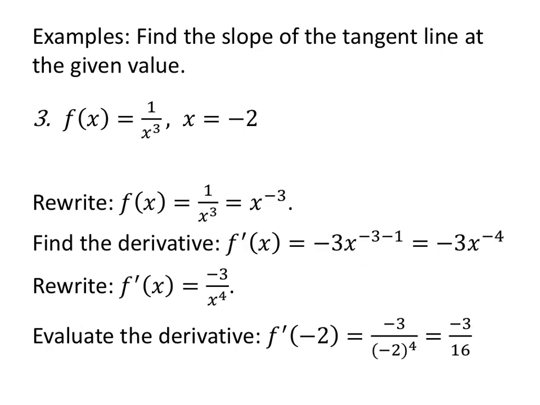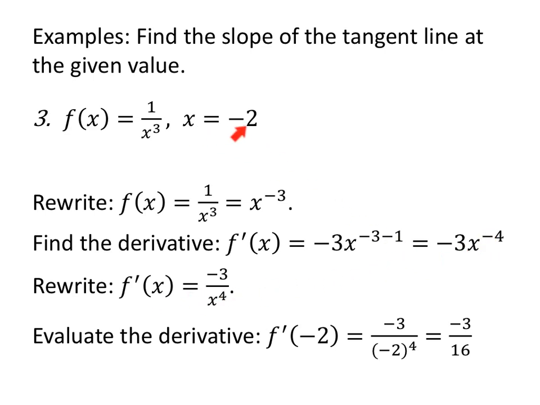Example 3, 1 over x to the 3rd at x value of negative 2. F of x equals 1 over x to the 3rd is a fine function, but writing it with a negative exponent, x to the negative 3, allows us to use the derivative rules. So the derivative, we bring down the negative 3, x to the negative 3 minus 1, right? We subtract 1 from the exponent, which gives us negative 3 x to the negative 4. Make sure you do that subtraction correctly.